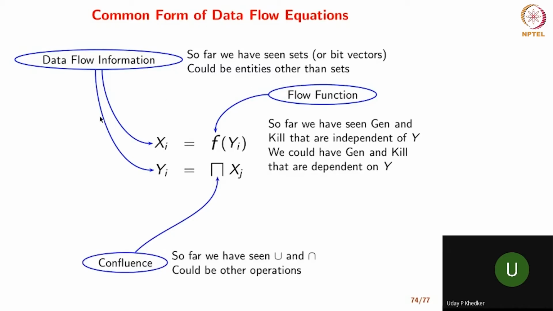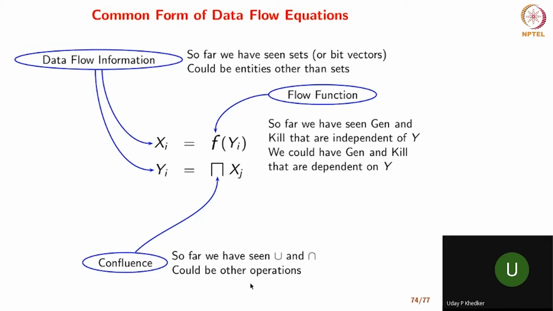This confluence operation or the meet operation, so far we have seen union and intersection, but it could be other operations. What is the meaning of a union in case of a graph? What is the meaning of union in case of pairs? Or we could have a map from a variable to a set of variables. That could be the data flow values. For example, we compute pointer analysis. So we say this pointer holds the addresses of these other locations. So it's a map from a pointer to a set of pointers. It's a function from a set of variables to the power set of variables.